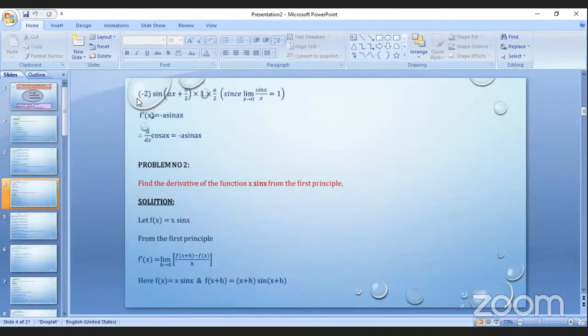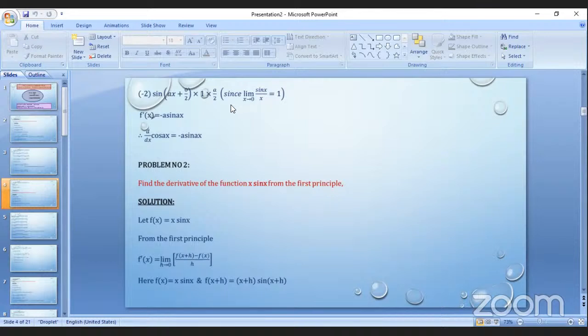Now minus 2 into sin ax plus, after applying the limit, h by 2 is there. So apply the limit h tends to 0, put h equal to 0. Here limit ah by 2 tends to 0 sin ah by 2 by ah by 2 is in the form of limit x tends to 0 sin x by x. It is the formula. We know that the formula limit x tends to 0 sin x by x equal to 1.